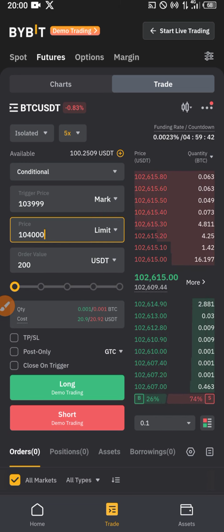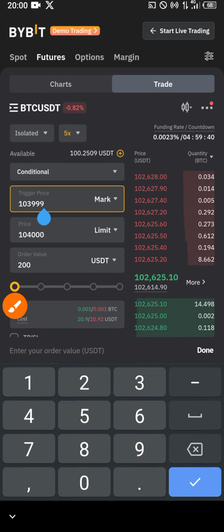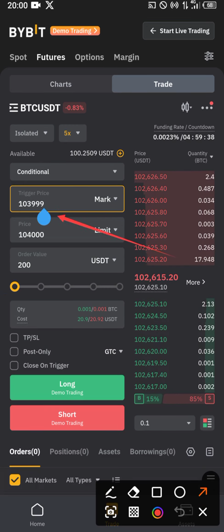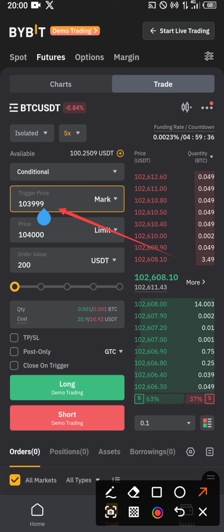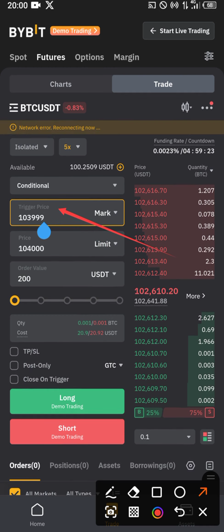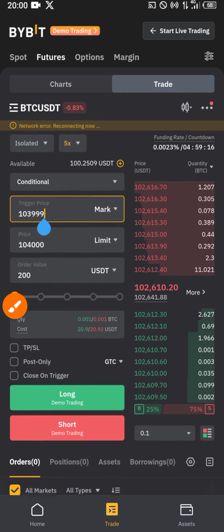Now, why exactly is this particular trigger price important? The trigger price tells Bybit when to start your order. Okay, so the market price is how much your order will cost or earn when it's executed. I hope you are following me now.